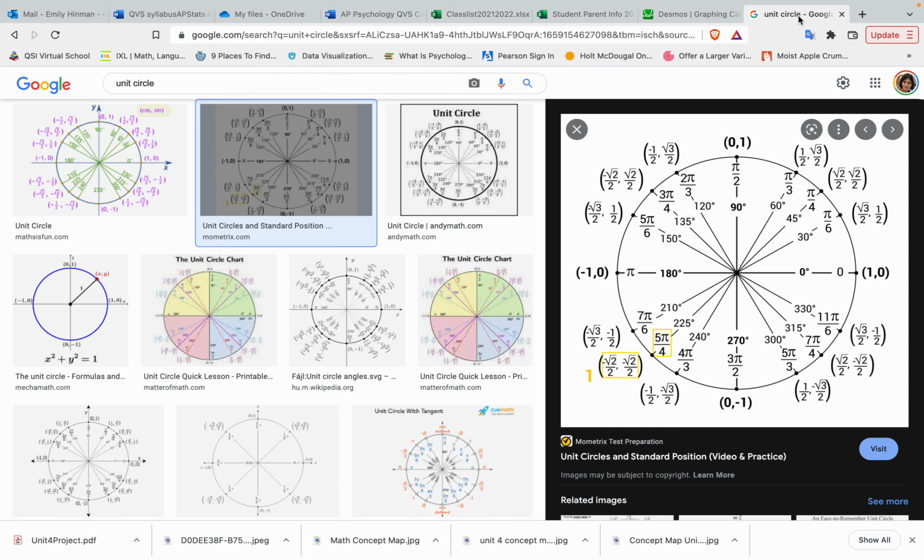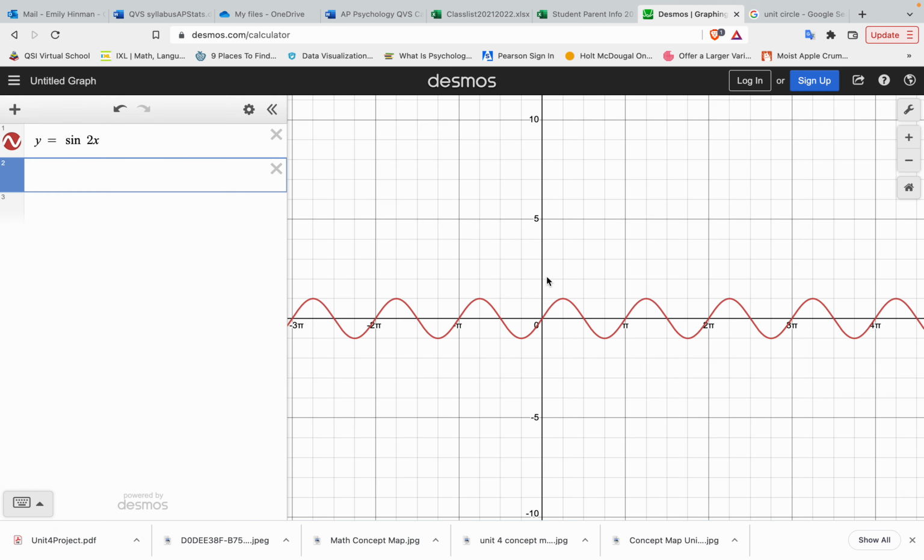So if I said, what's the sine of pi over 2? Well, I'm not saying pi over 2. I'm multiplying pi over 2 by 2. So all of a sudden I'm saying, what's the sine of pi? And that's 0. So that's why everything is happening faster. So how can I deal with that when I'm graphing it?